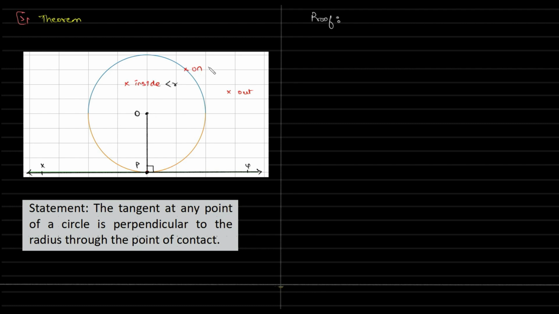Anything on the circle will be equal to the radius. That is the length from the center to that point. And the length from the center to anything outside will be greater than the radius. Make sense? This length is less than the radius. Obviously, this length is equal to the radius. Again, obviously, this is more than the radius. This is more than the radius. Right? This you need to know.